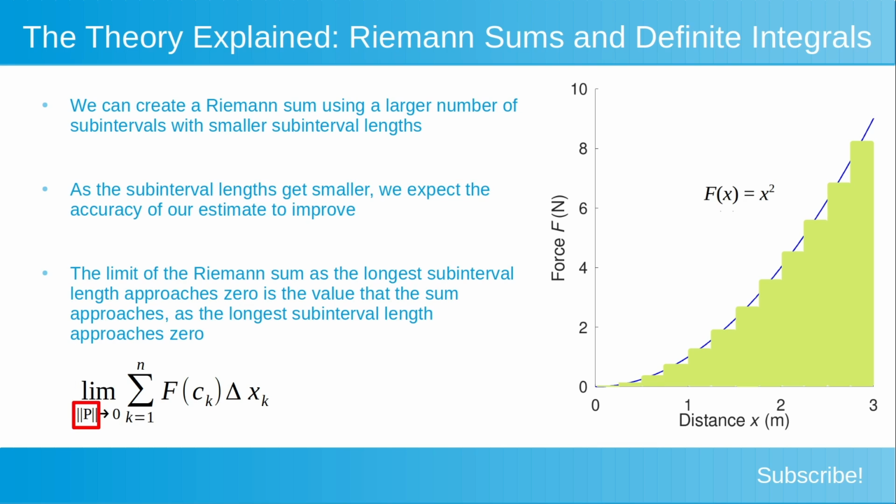If you haven't seen this variable before, currently highlighted in red, this capital P between a pair of parallel lines, this represents the norm of the partition, which is equal to the longest subinterval length of our Riemann sum. So these terms, currently shown highlighted, represent the limit as the longest subinterval length approaches 0 of the terms that follow. Altogether, these terms represent the limit of the Riemann sum as the longest subinterval length approaches 0.